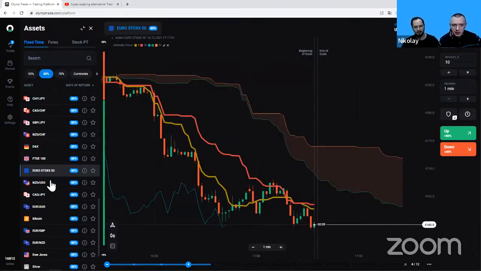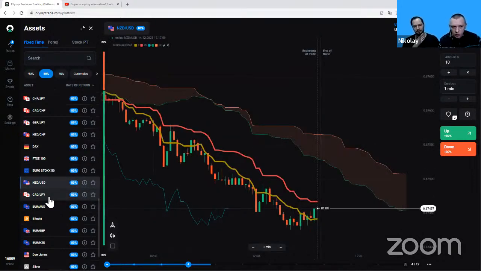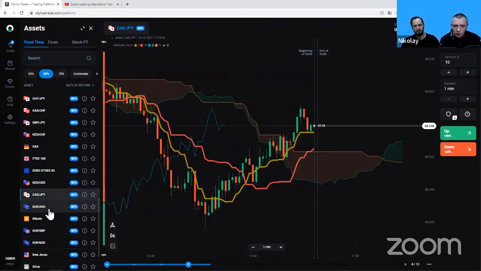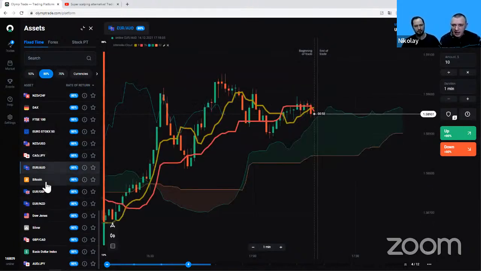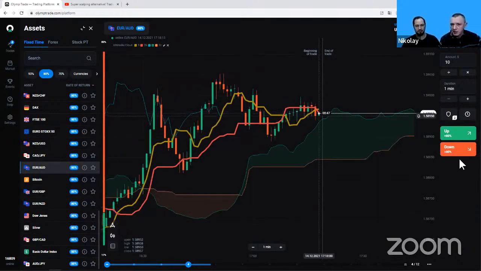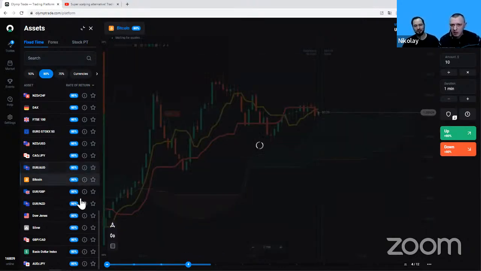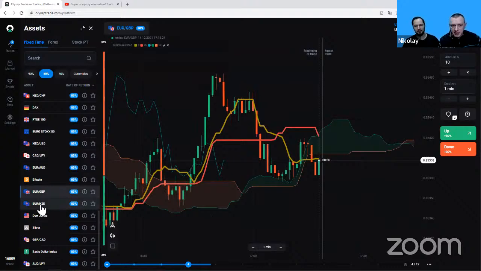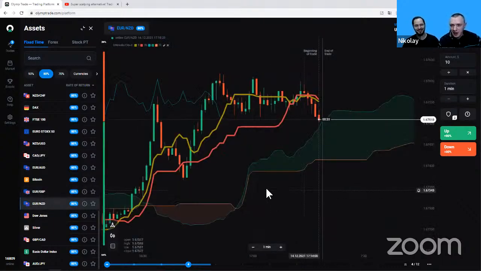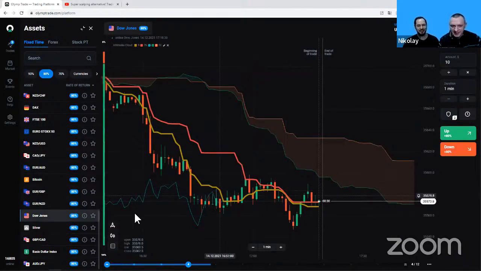FTSE 100, nothing. Euro Stocks 500, well, something, so maybe I'll try to trade down. Who knows? New Zealand dollar and American dollar, nothing. Canadian dollar, Japanese yen, nothing. I guess 1 minute only. Euro Australian dollar looks like a signal, but actually it's not. It looks like flat. I opened my trade down, but I'm not sure about this. Euro, British pounds. Dow Jones, still flat.